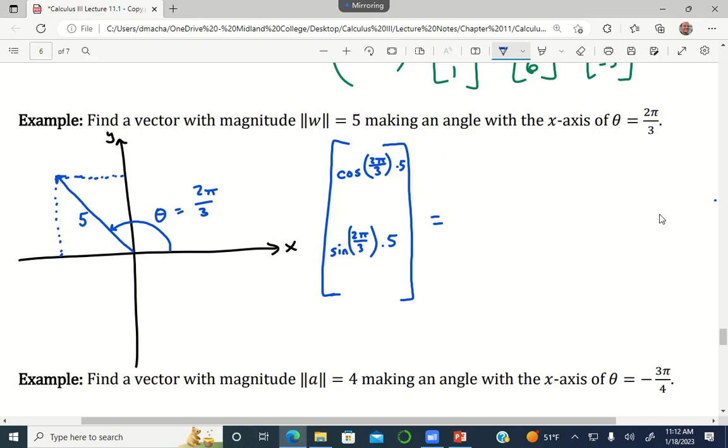Negative 1/2 times 5, so that means this is going to be negative 5 over 2. And then what is sine of 2 pi over 3? Yes, that would be square root 3 over 2. And so I'll write 5 square root 3 over 2.